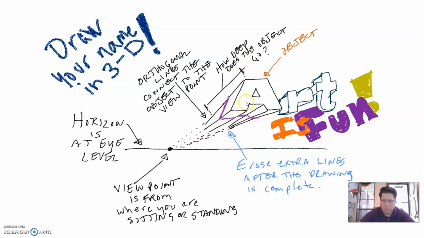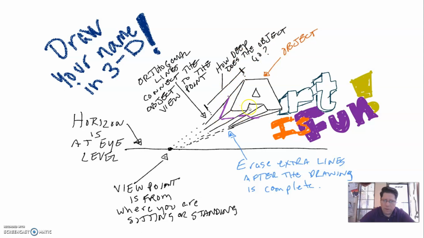So when you draw your main letter, for example the A, you connect each point to the viewpoint, besides ones that you won't see. For example, the right corner of the A here, you're not going to see that at the viewpoint, so you don't connect that one. You connect the line to the viewpoint, go as far as you need to go, or as deep as the object is going to be.